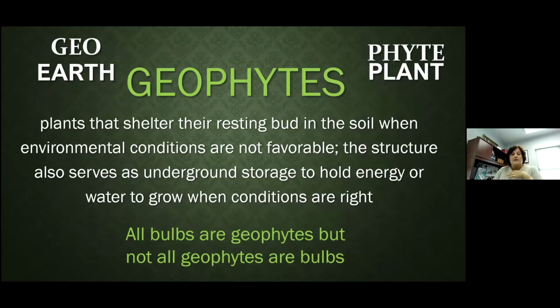Bulbs are actually classified as geophytes, and that just means that those are plants that shelter the resting bud in the soil when environmental conditions are not favorable. So they're under the soil. The structure also serves to store energy and water so that when the right conditions come along for the plant to grow, it's ready to go. And so that is what you call a bulb, a geophyte. Now, a lot of times we will use the term bulb collectively for all geophytes or a lot of them. But as you see, all bulbs are geophytes, but not all geophytes are bulbs.